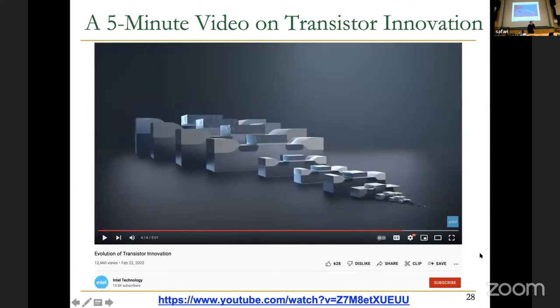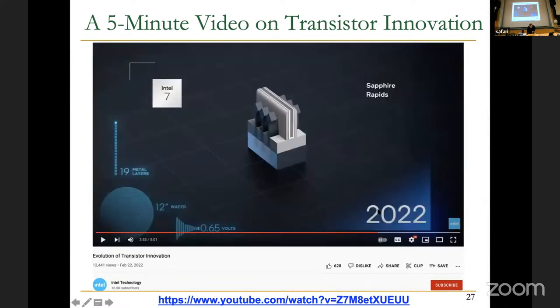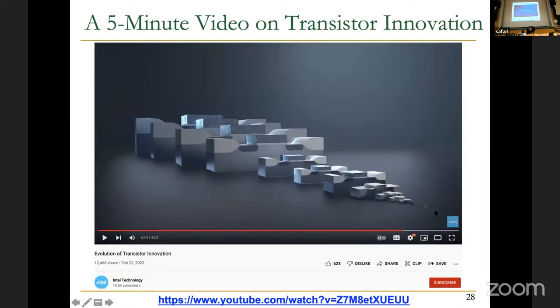And this is an example. I like this one because that transistor that I showed you in 2022, it's right here somewhere. You know, that dot over here. Do you see that? I don't.